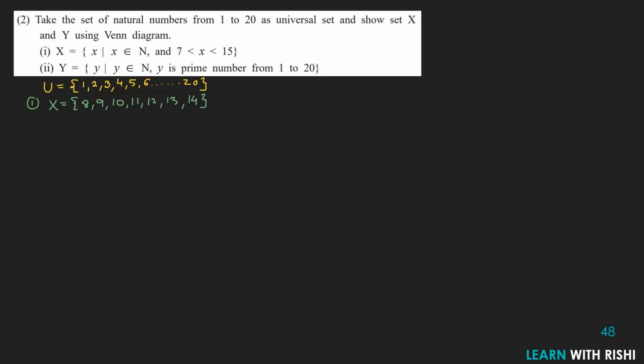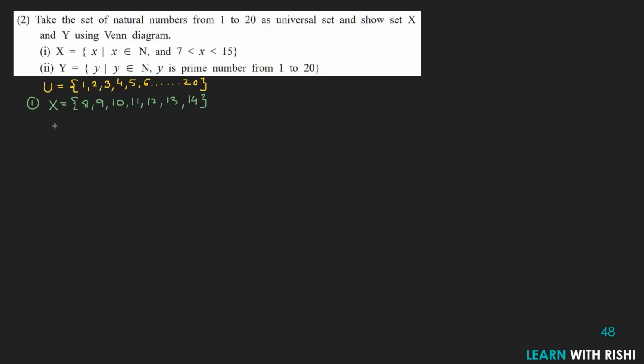Now we have to show these both in a Venn diagram. So for Venn diagram, we will draw a rectangle for universal set and a circle for set X, which is a subset of universal set. Subset means you can see that every element in X is present in U. So X will be a subset of universal set. You can draw any shape, but the standard shape is rectangle and circle.